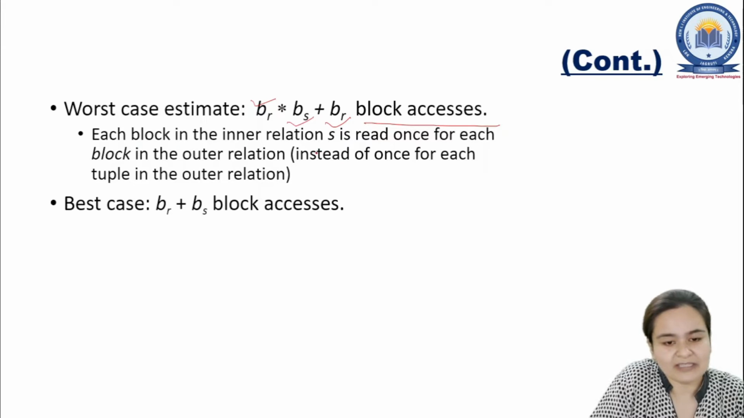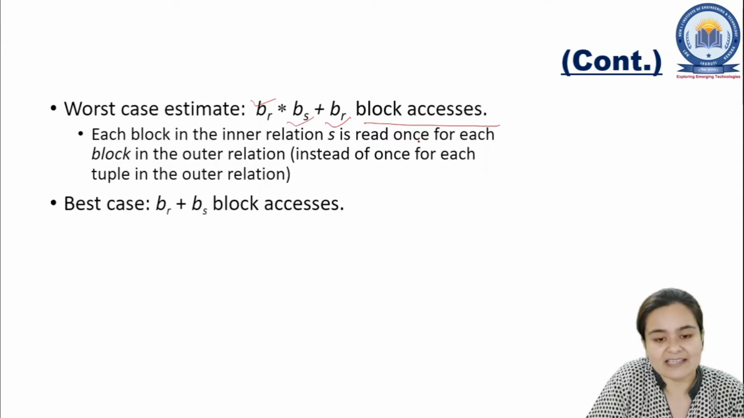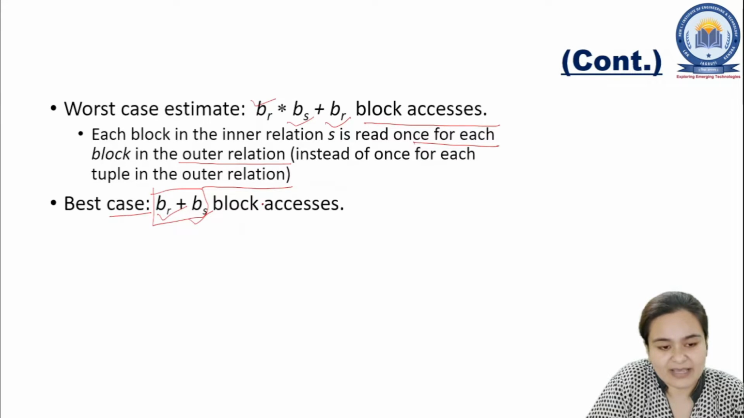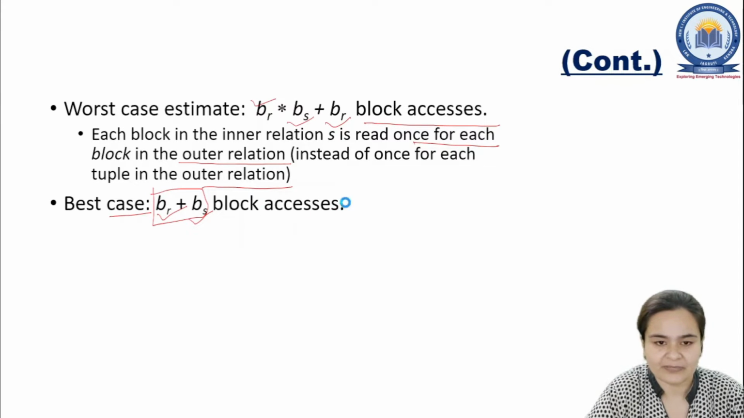Each block in the inner relation S is read once for each block in the outer relation. So instead of accessing each and every tuple and comparing it with the outer relation, we only make the comparison between the blocks we have accessed. In the best case, we just have the number of blocks of R plus the number of blocks of S. The total of this value is the block access.